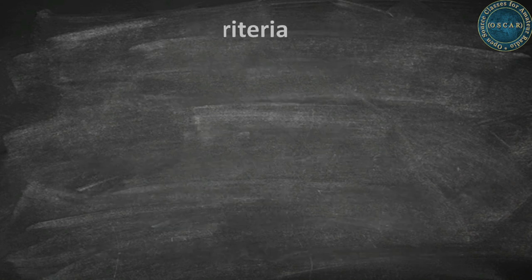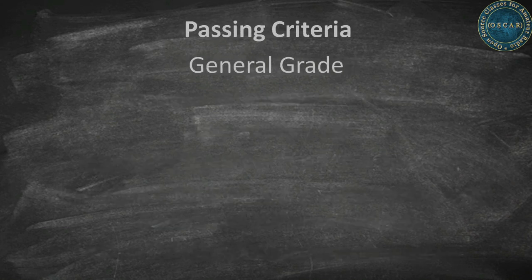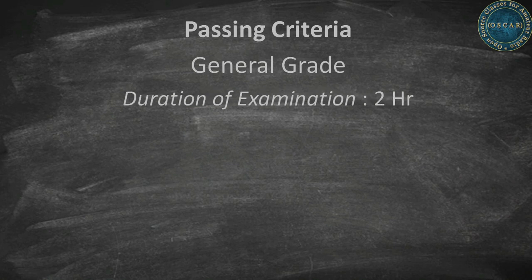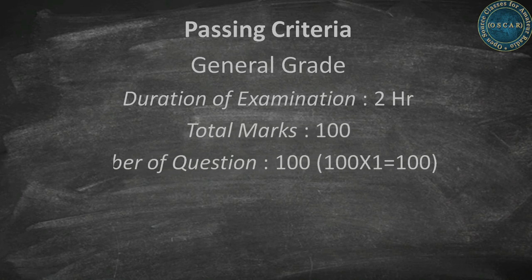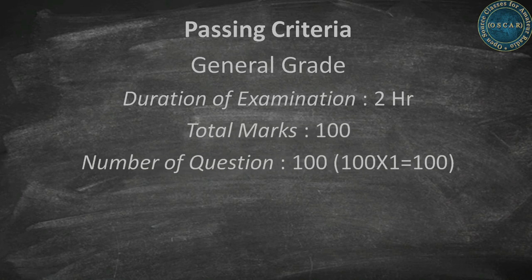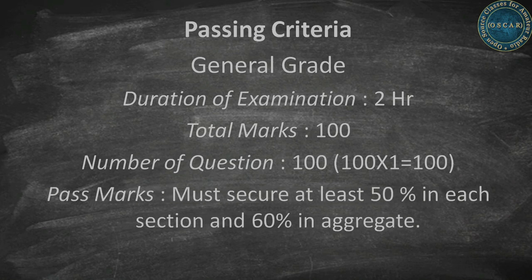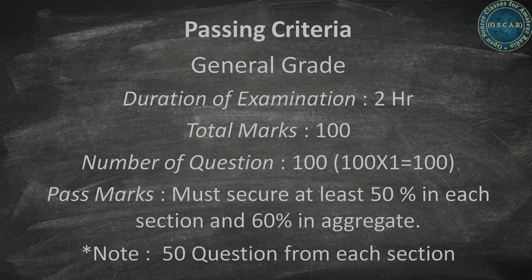Now let us know the passing criteria for general grade. Duration of the examination is 2 hours. Total marks is 100. Number of questions is 100. 100 into 1, 100. Each question carries 1 mark. Student must secure at least 50% in each section, section A and section B, and 60% in aggregate. For additional information, 50 questions from each section.